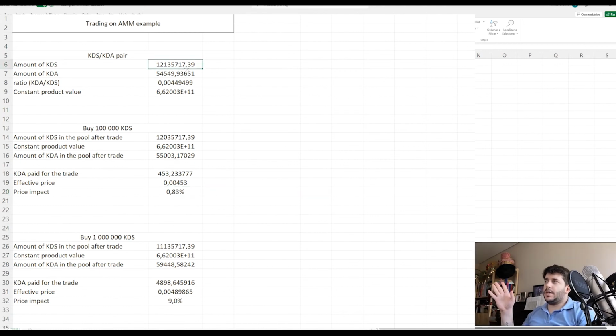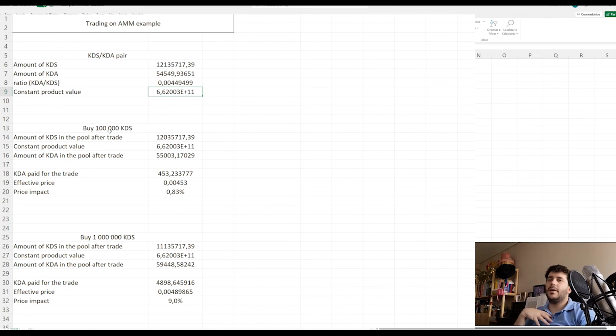So I put in here the amount of KDS and KDA in the pool. This was probably before, the ratios were different when I did this, but it doesn't matter, it's almost the same, and we can look at it and try to understand it. So this is the amount of KDS, amount of KDA. This is the ratio between the two, so this number divided by this number, and this is the constant product value. So basically it's B6 times B7. This is the number that needs to remain the same before and after the trade.